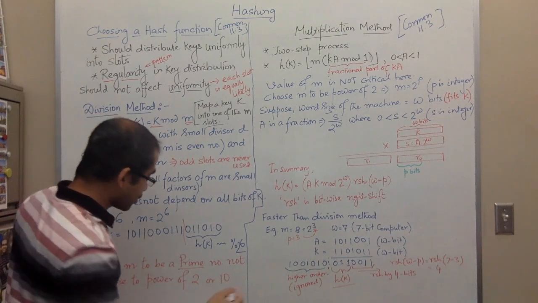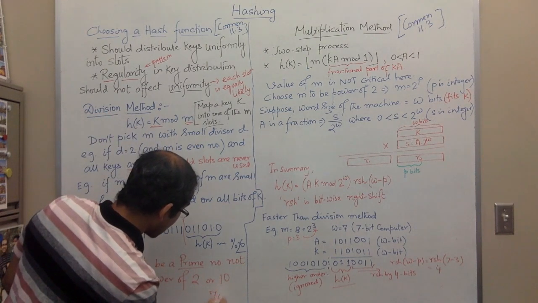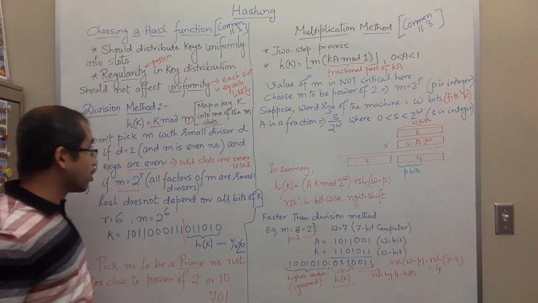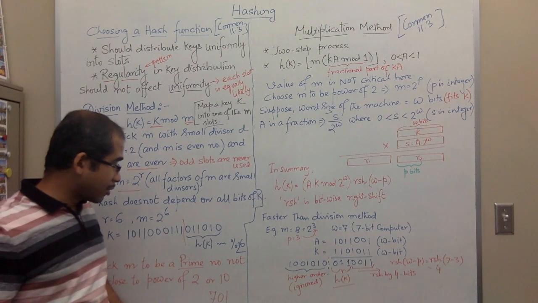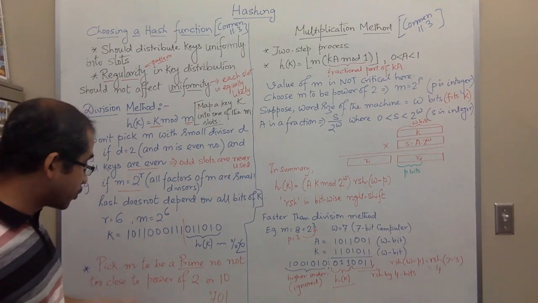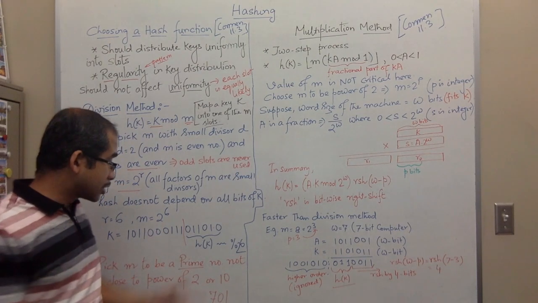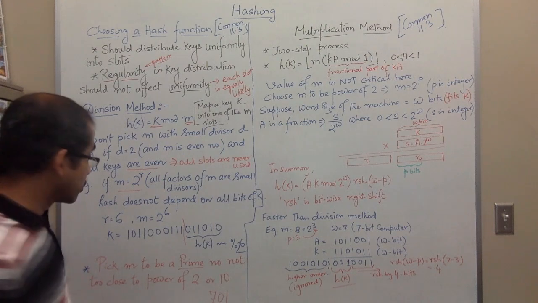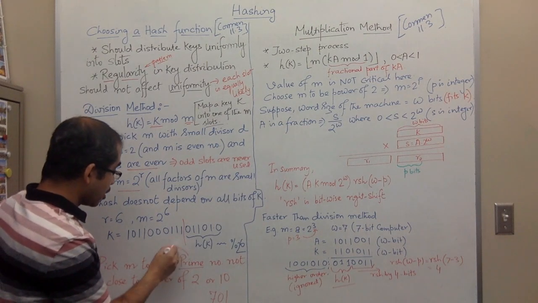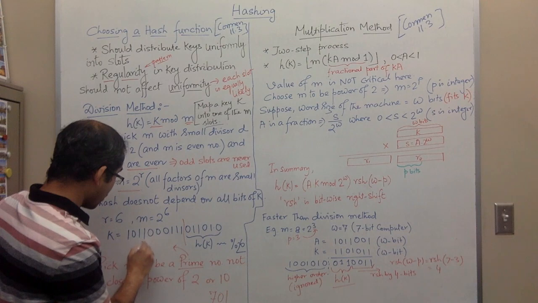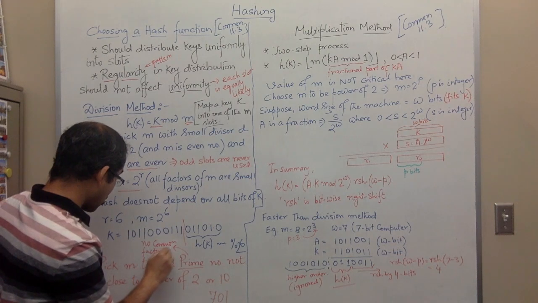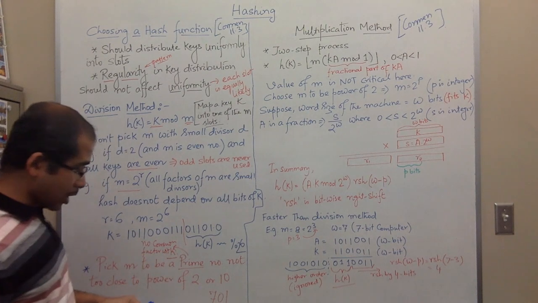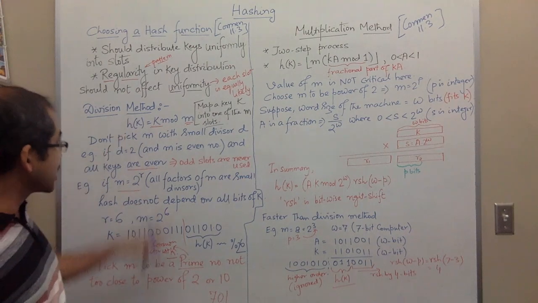There are some examples in the book, like 701. This is a good value of m, where this is a prime number, and it is not close to any power of 2 or power of 10. So this gives a good value. As I said, it should be a prime number with no common factor with k. Okay, so this is the division method.